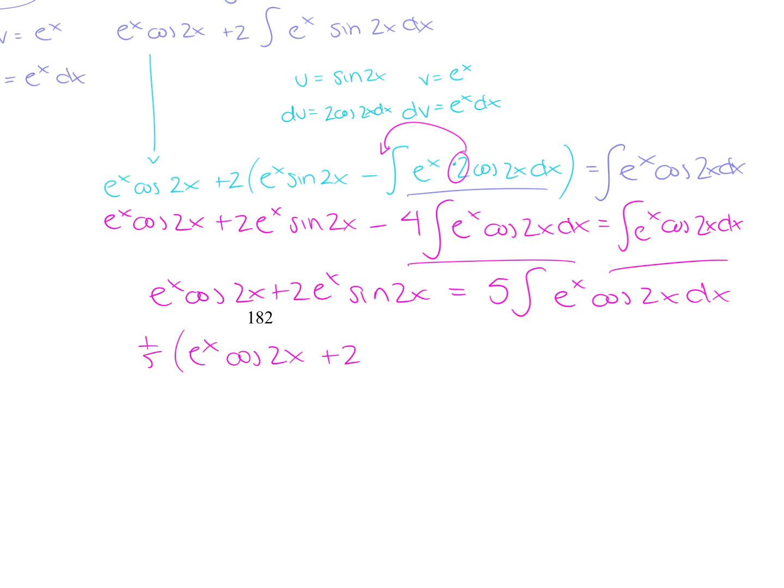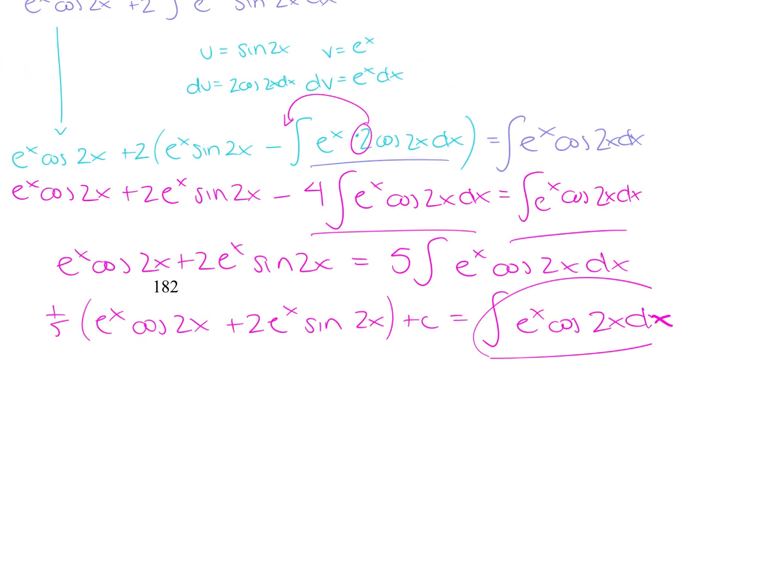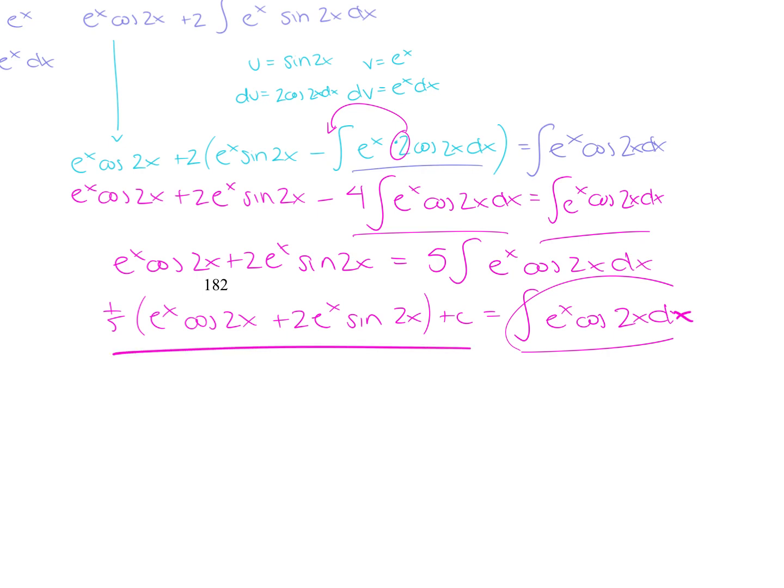And so you've solved now for the integral by using it as a variable itself. So this is your final answer. The integral, oops, not cosine of x to the x, cosine of 2x. The integral of that is equal to all of this over on the left-hand side.